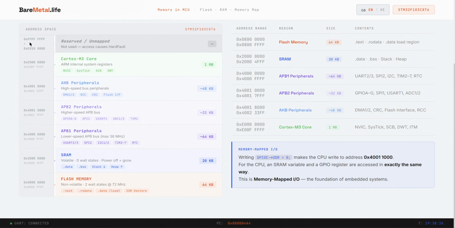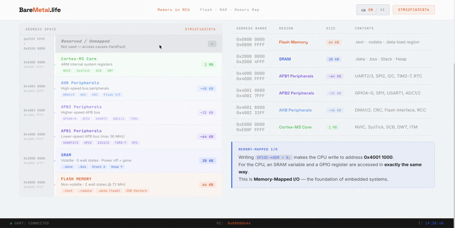All right. The next one is reserved, unmapped, 0xE0100000 to 0xFFFFFFFF. This entire region is reserved and unmapped. If your CPU ever tries to access an address in this range, it will trigger a hard fault. So this is simply a zone that the processor must never touch.